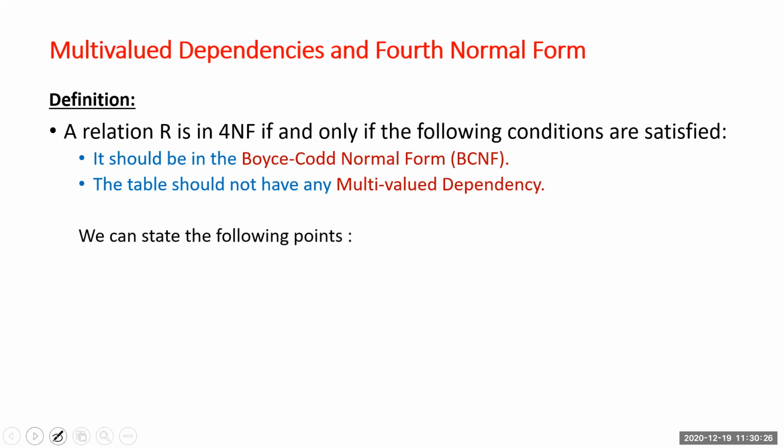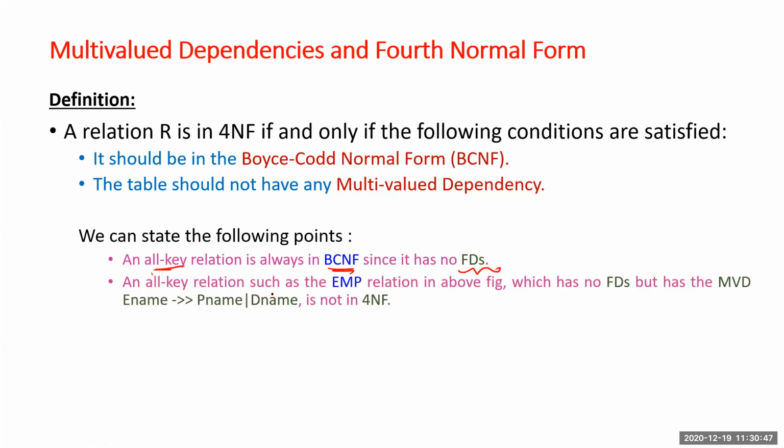So we can state the following points. An all key relation is always in BCNF. Correct? So a table will be an all key relation. If it is all key, then it will be in BCNF because there will be no FDs, because everything is a primary key. And all key relations such as the EMP relation in the above figure have no FDs, but they have multivalued dependencies, that is E name multi-determines P name and D name, which is not in 4NF.